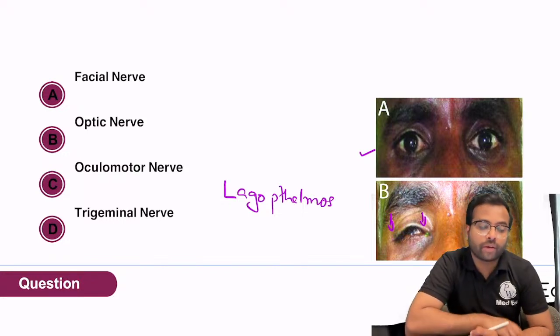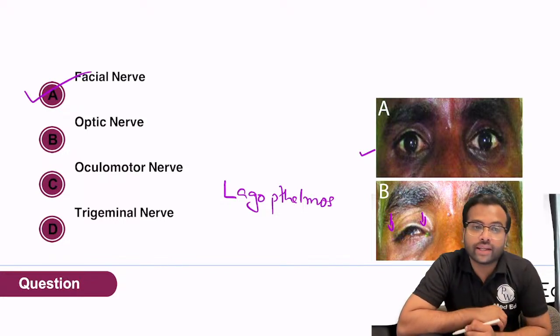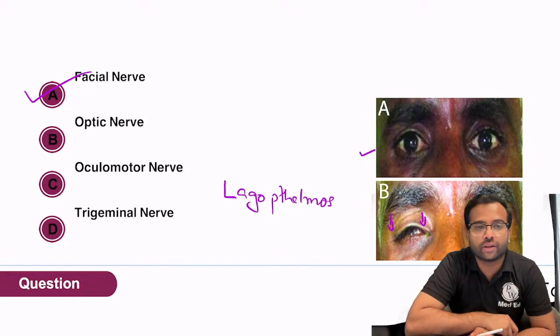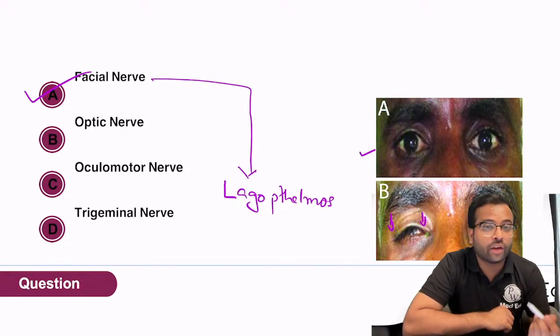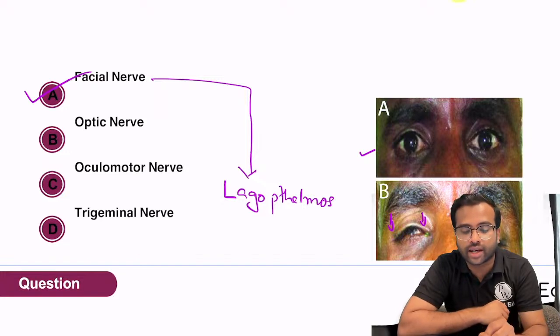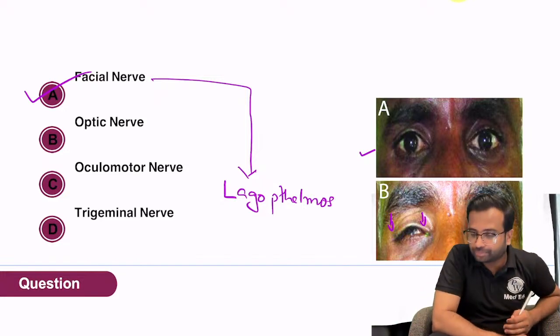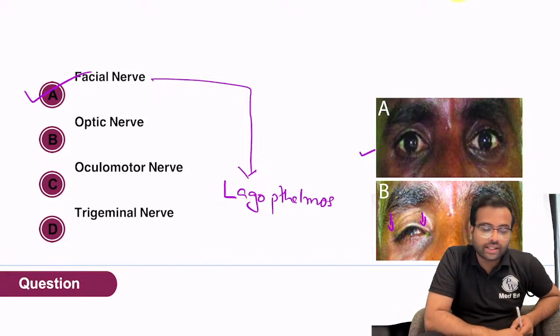Please don't make a mistake. This is a finding that is associated with the facial nerve. So lagophthalmos is associated with the facial nerve. And in which disease can you see that? You can see that in leprosy.